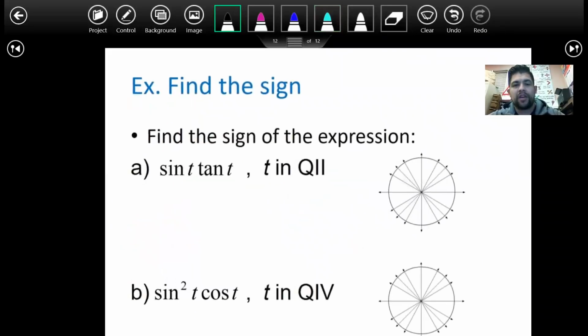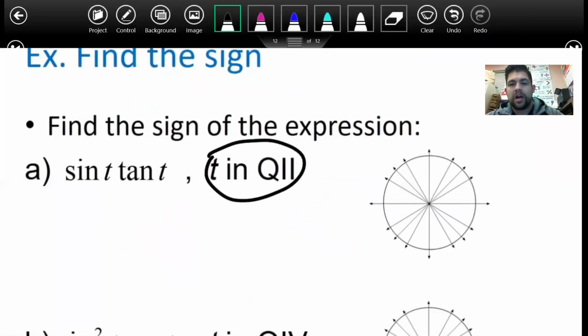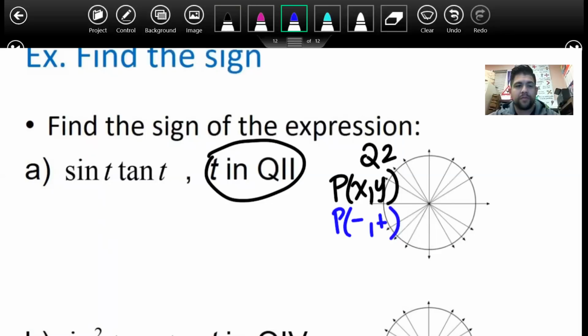In quadrant 2, let's look at the values. Anything that's associated with quadrant 2, we're going to have x and y here, and we know the points here are going to be both negative and positive. So sine, which is associated with the y variable, is going to be a positive number.